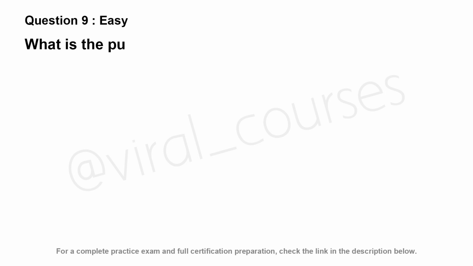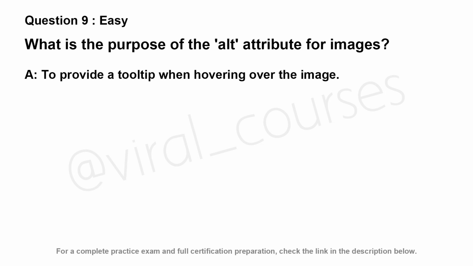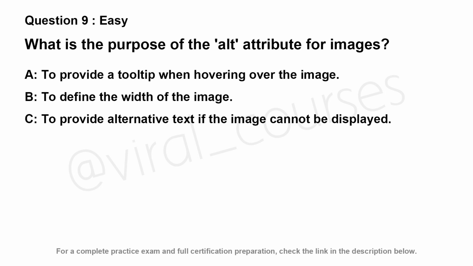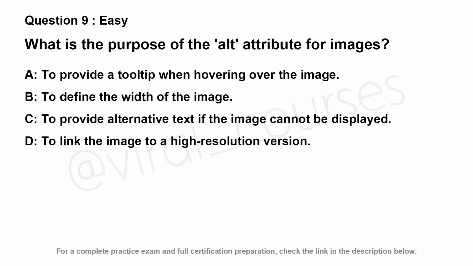What is the purpose of the alt attribute for images? Option A. To provide a tooltip when hovering over the image. Option B. To define the width of the image. Option C. To provide alternative text if the image cannot be displayed. Option D. To link the image to a high-resolution version.